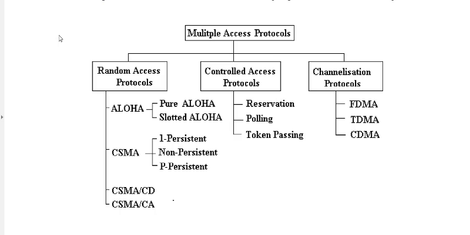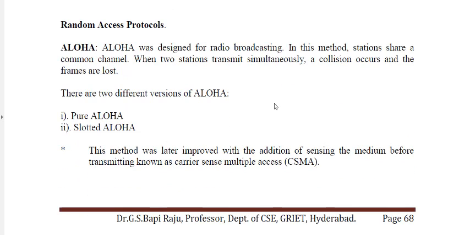And coming to the channelization protocols: FDMA, TDMA, CDMA, that is frequency division multiple access, time division multiple access, code division multiple access. These three are very popular in wireless technologies, and they are commonly used in GSM or mobile phone communications. Now let us see these categories in more detail. So let us start with the first one, random access protocols.